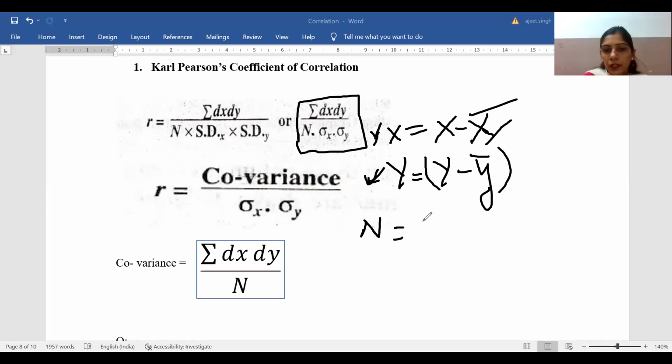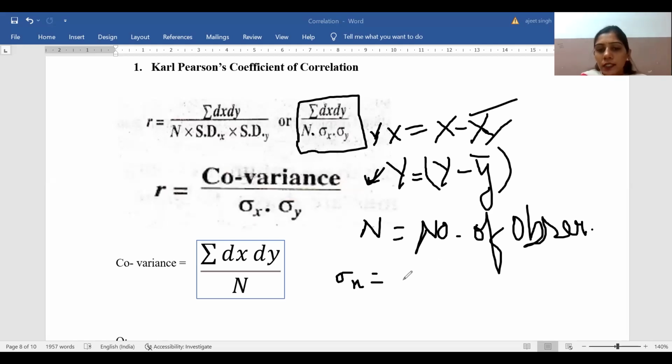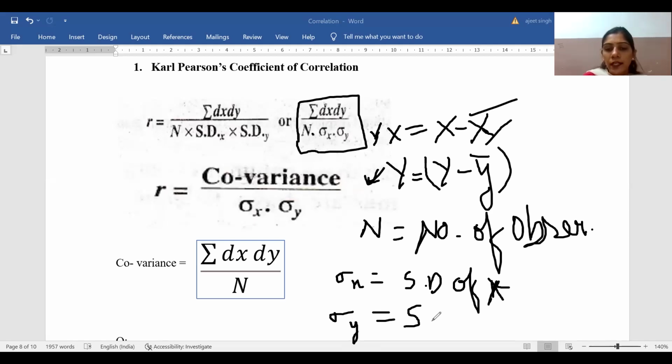Okay, n is the number of observation. Okay, it is number of observation. Understood? And if we talk about this sigma x, so what is sigma x? So sigma x is standard deviation of x. Okay, it is standard deviation of x. If we talk about sigma y, then sigma y is standard deviation of y. What is this? Standard deviation of y.